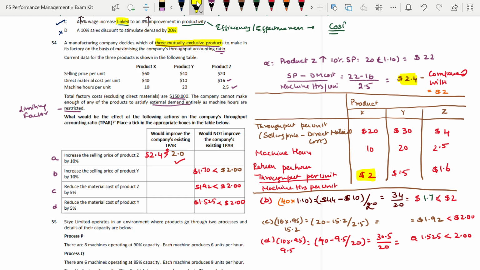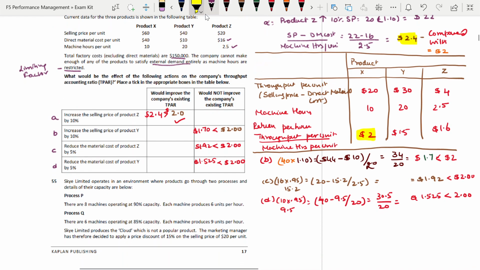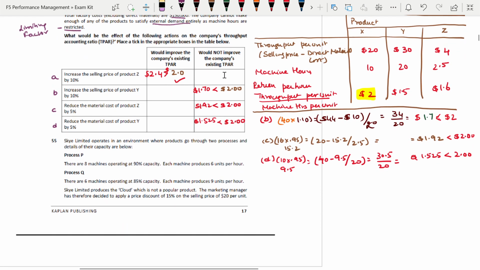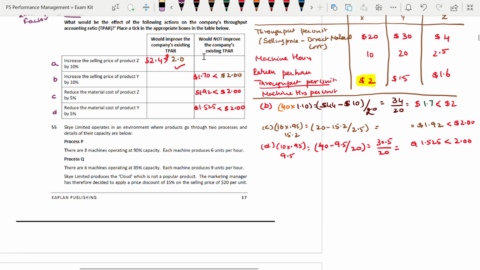If you have to compare with the highest one, we have to compare with the throughput accounting ratio, and if it is more, we have to accept it. If it is not more, we cannot accept. Are you clear about this? Next, read this one. What is the question?